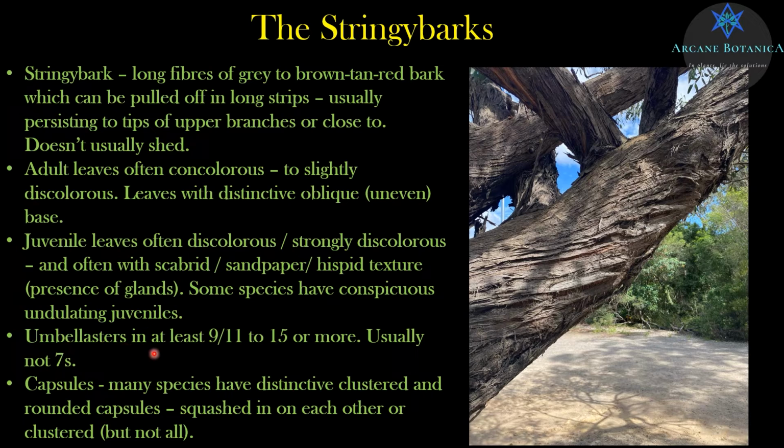The umbellasters, usually they're at least 9, 11 or up to 15. Some plants are described as having 7s, but you don't really get a stringy bark with the buds in 7s. Not typically. They're normally well and truly in the 11 to 15 range, 9, getting up to that much. They're a genuine, numerous cluster. So not usually in 7s.